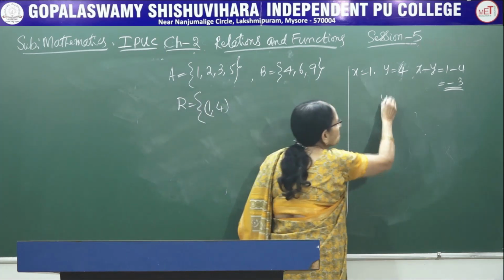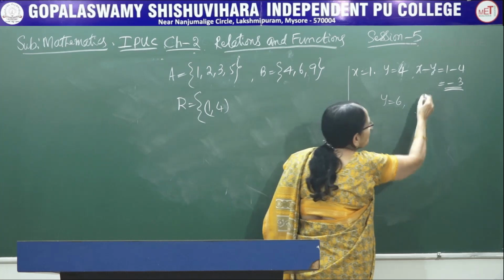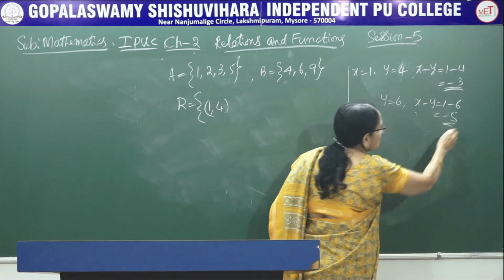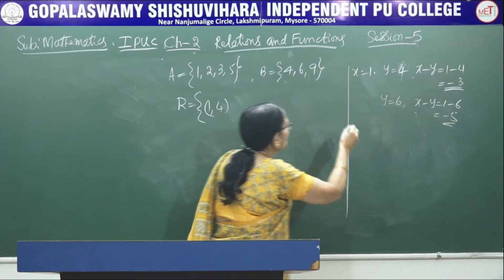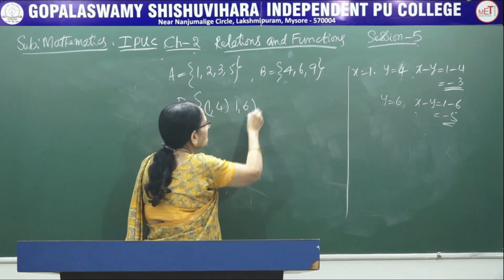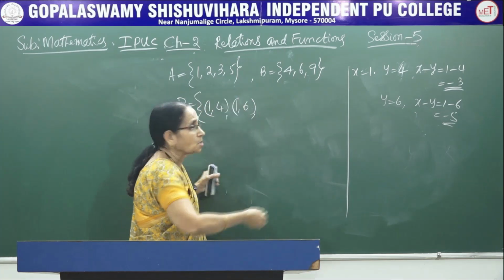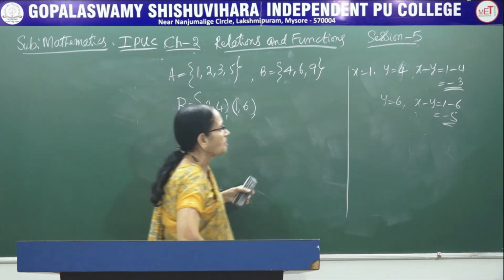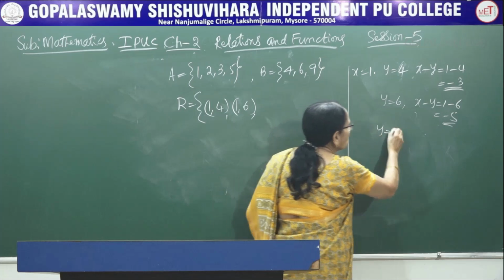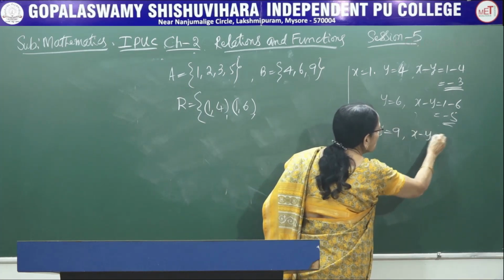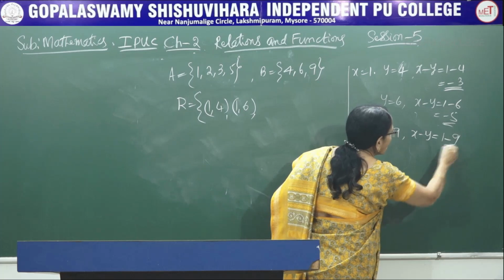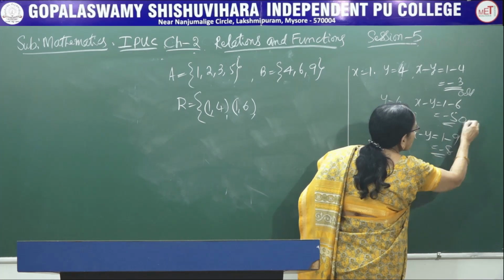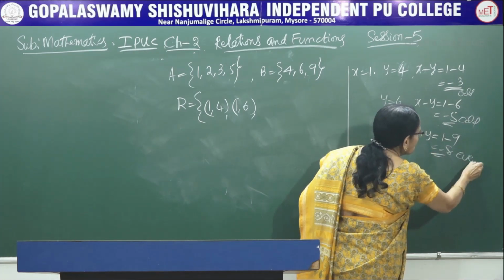Next, when y is equal to 6, x minus y means 1 minus 6, that is minus 5. Therefore, it is an odd number. I can take the combination (1, 6). That's what I told you: directly you can look at this and write, otherwise better you do the calculation. Now, when y is equal to 9, x minus y is 1 minus 9, that is minus 8. This one is an even number, whereas the earlier ones are odd numbers.